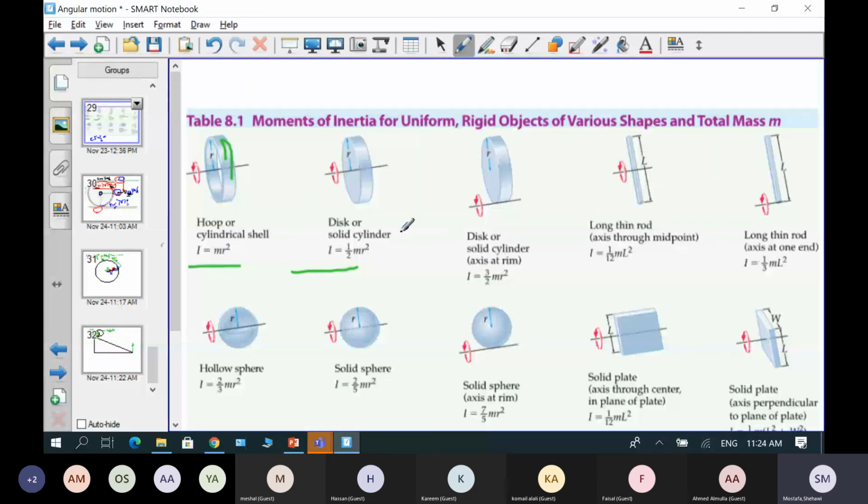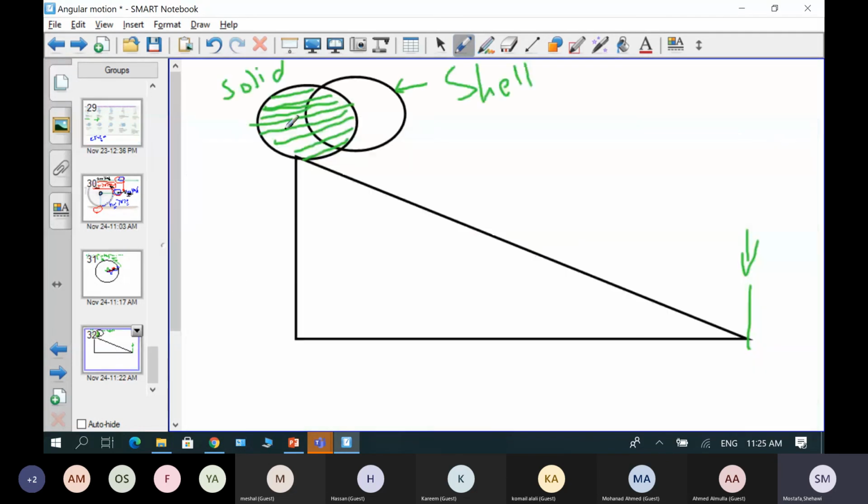Because it has low inertial momentum. Bravo, low inertial momentum. And if you have low rotational inertia, what does it mean? You have higher acceleration. Yes, it's easy to rotate. So the solid one is easy to rotate because it has low moment of inertia, so it will rotate faster and reach the bottom faster.